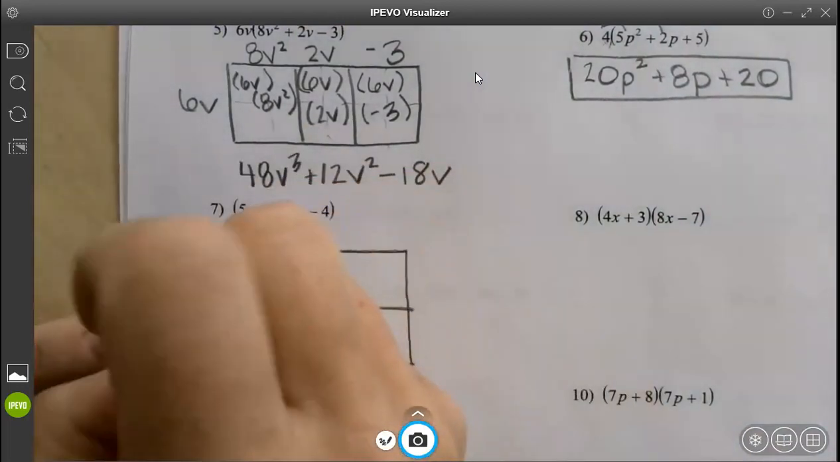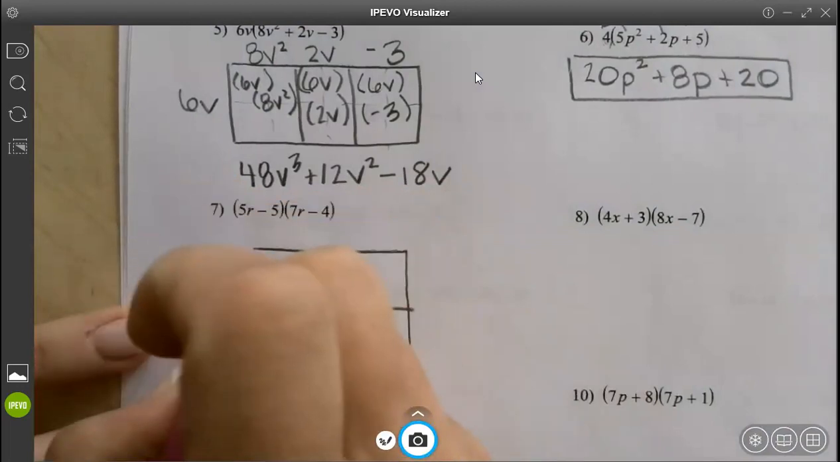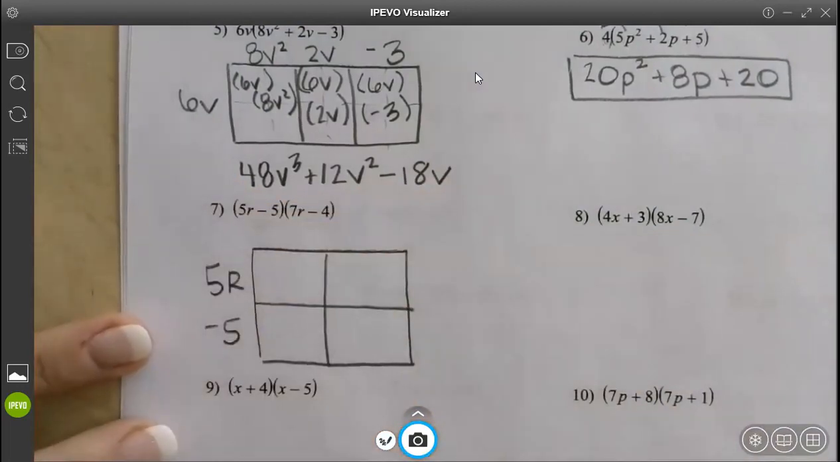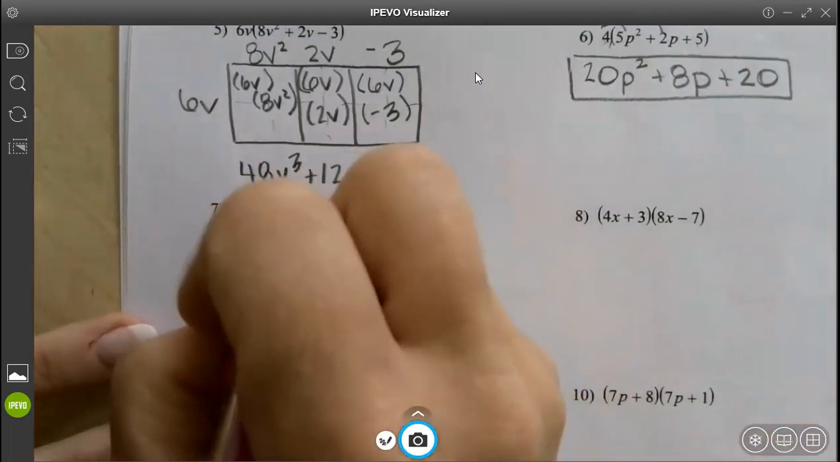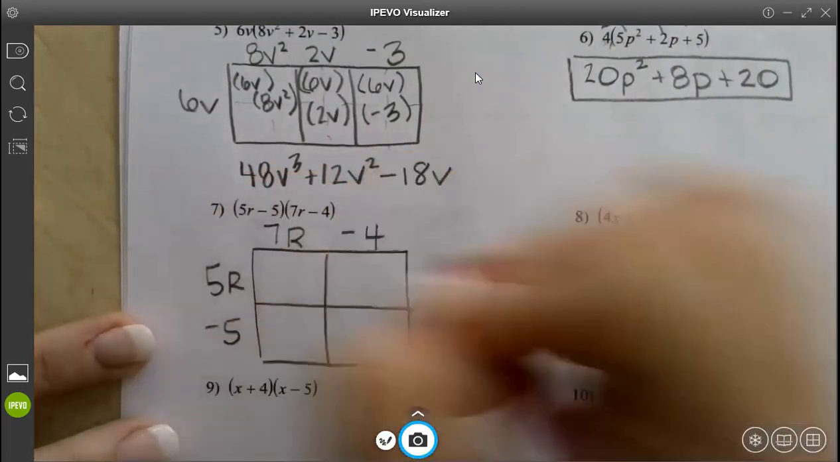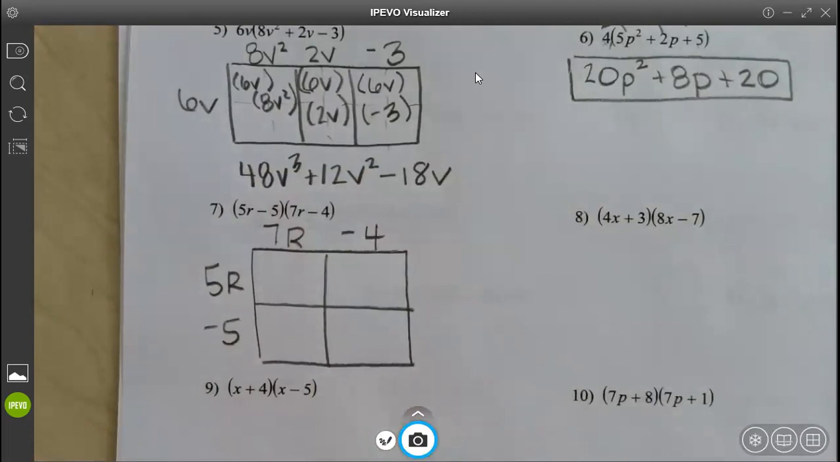So on the side, I'm going to have my first one, 5r and -5. On the top, I'll have the second one, 7r and -4. Again, doesn't matter which one, as long as they're together. You could put the 5r - 5 on the top. It works the exact same way. All right.